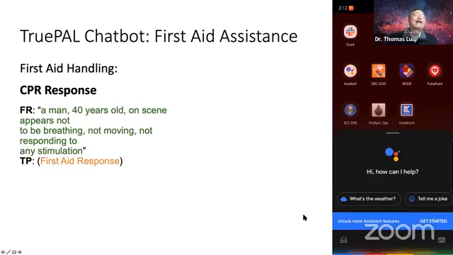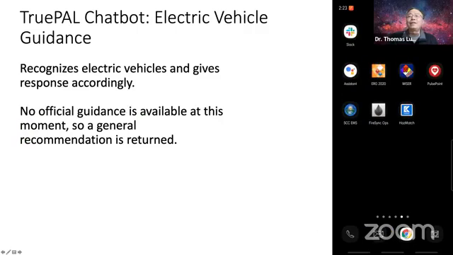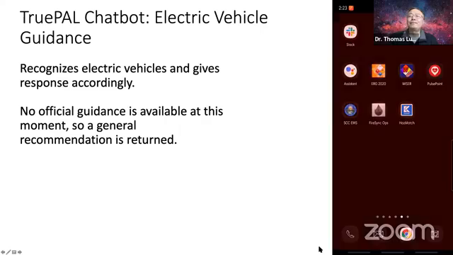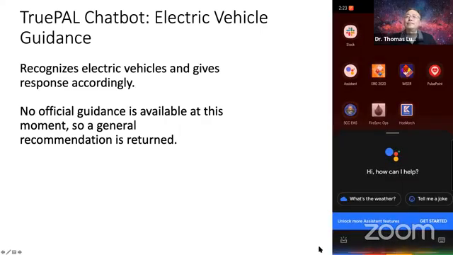Yeah, the last one is recognizing the electric vehicle. So this is another conversation between the first responder and the TruePaw chatbot. To AI chat.